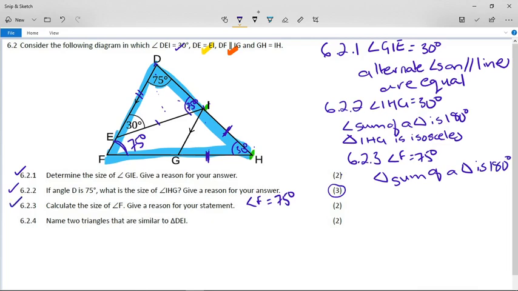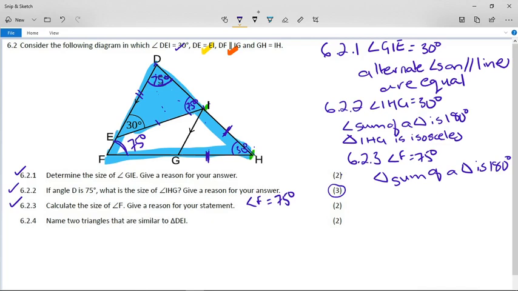Now it says to you, name 2 triangles that are similar to triangle DEI. So our first job is to find triangle DEI. So D to E to I. Here is a triangle. And what kind of a triangle is this? DEI. It is an isosceles triangle, because remember in the beginning it told you that DE equals EI. So I've got an isosceles triangle with base angles of 75 and a top angle of 30 degrees. So what else did I have that had 75, okay, and 75 and 30?